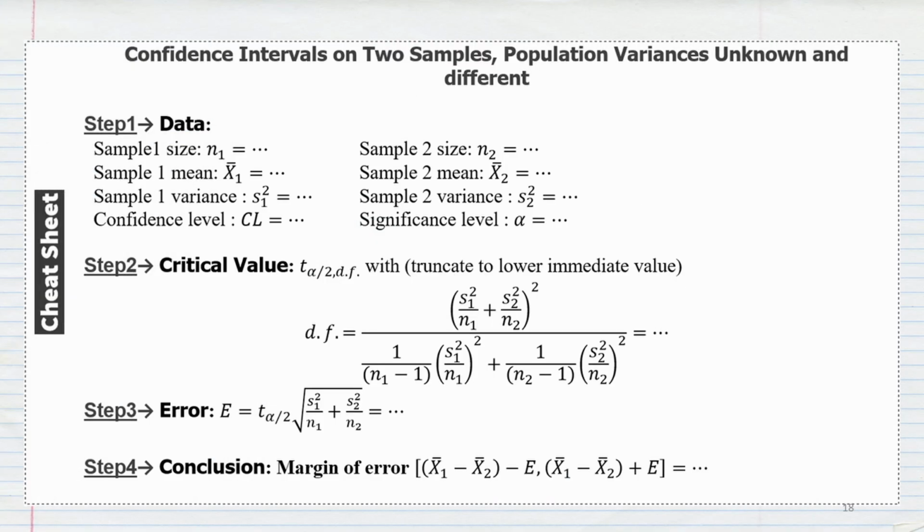Conducting confidence intervals on two samples, population variances unknown and different, in 4 simple steps. Step 1, get the statistics from the problem statement. Step 2, get the critical value from the t-distribution, using the shown formula for the degree of freedom. Step 3, calculate the error. And finally, step 4, calculate the margin of error and draw a conclusion.